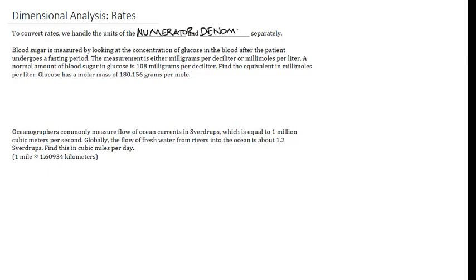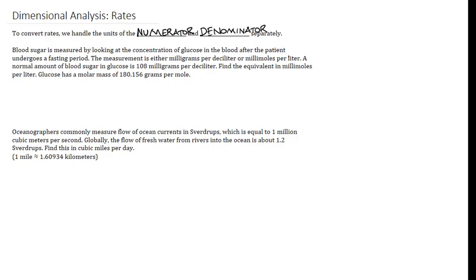We will take the units that we don't want and put them on top of our rates and replace them with the units we do want and put them on the bottom. A good example of this is blood sugar. In real life, blood sugar is commonly used to diagnose diseases such as diabetes. And we do that by looking at the amount of sugar, specifically glucose, in the blood, and we measure it in milligrams per deciliter or in millimoles per liter.